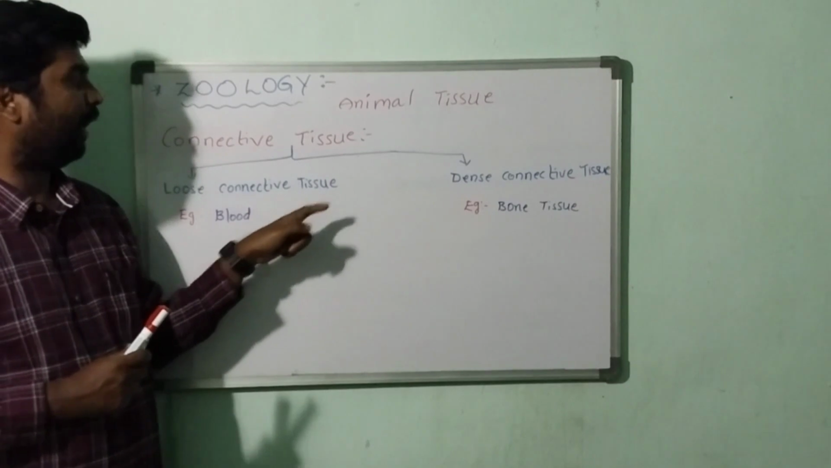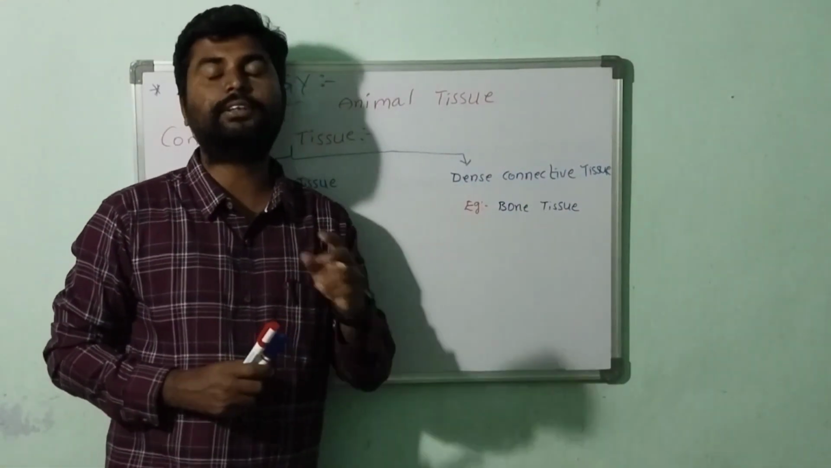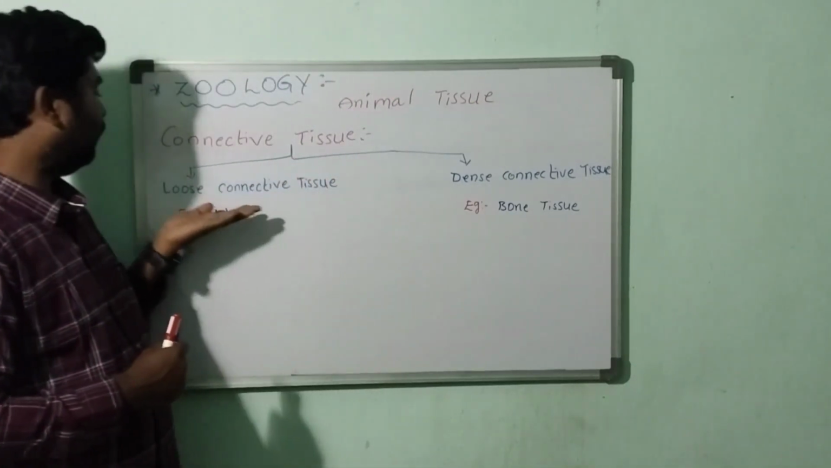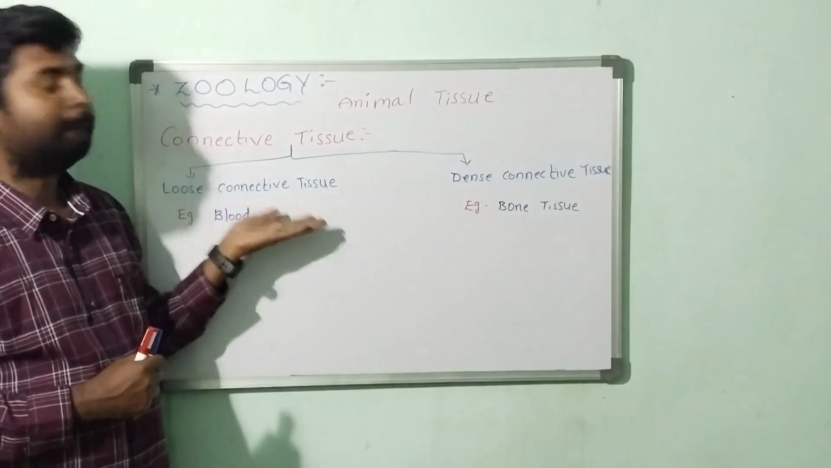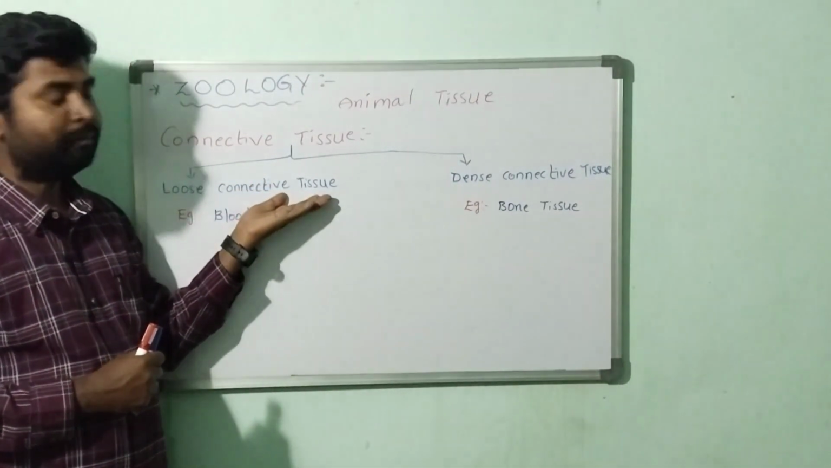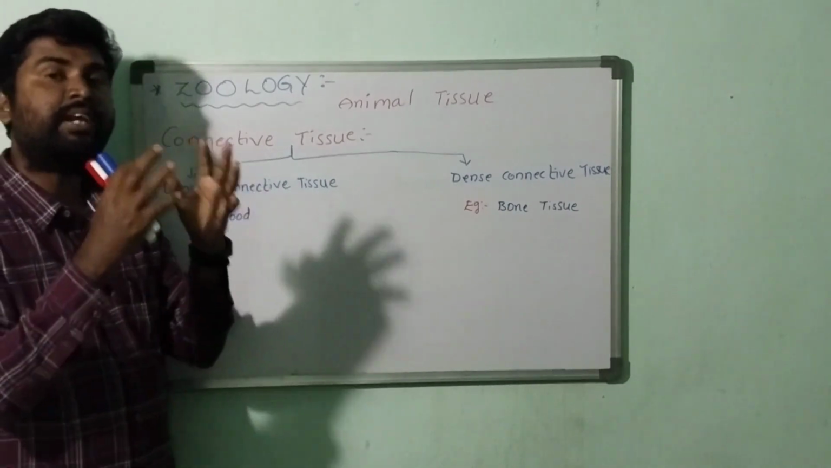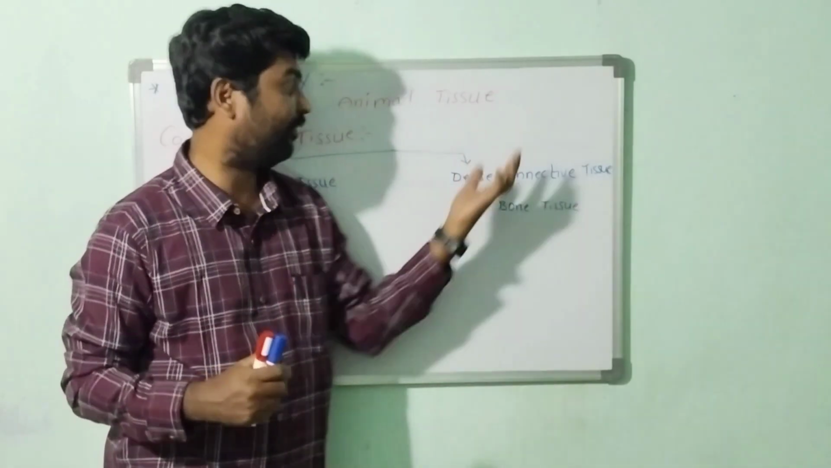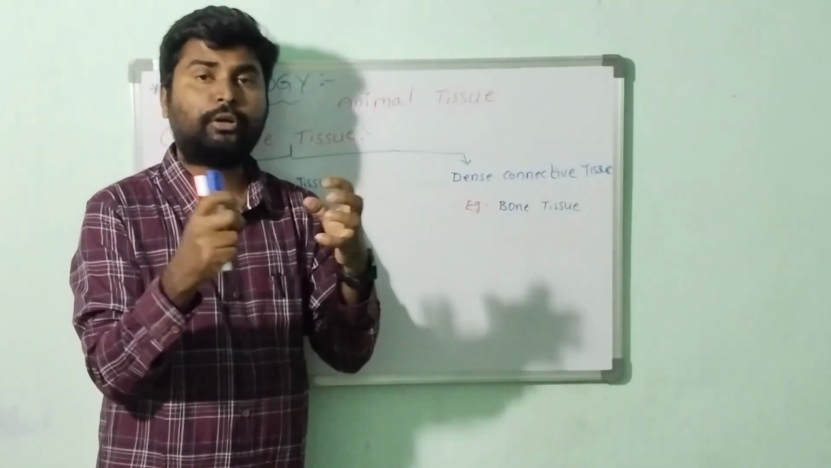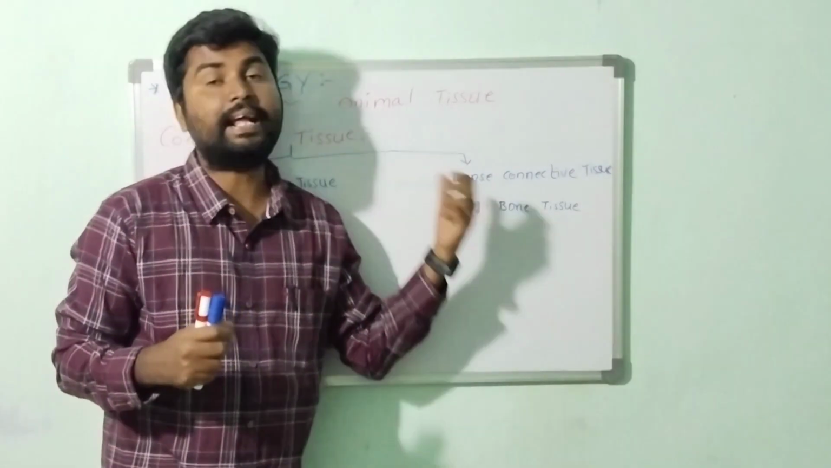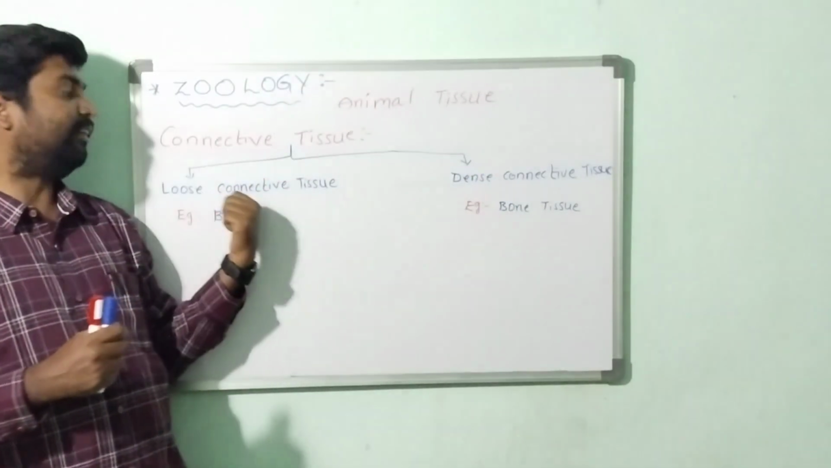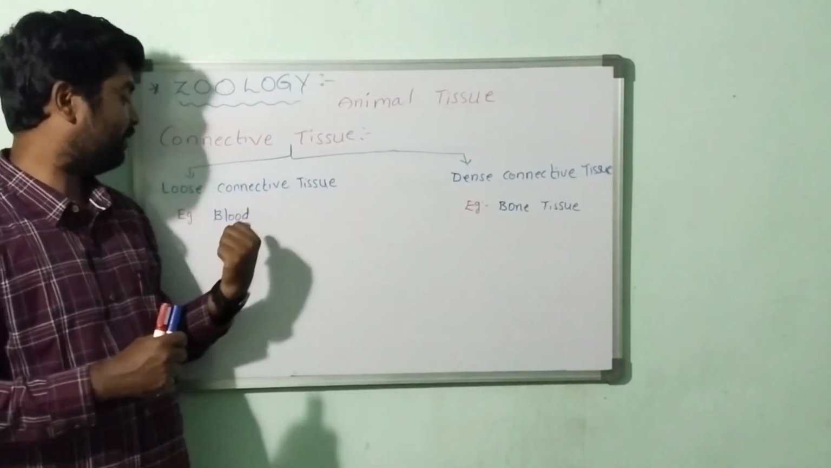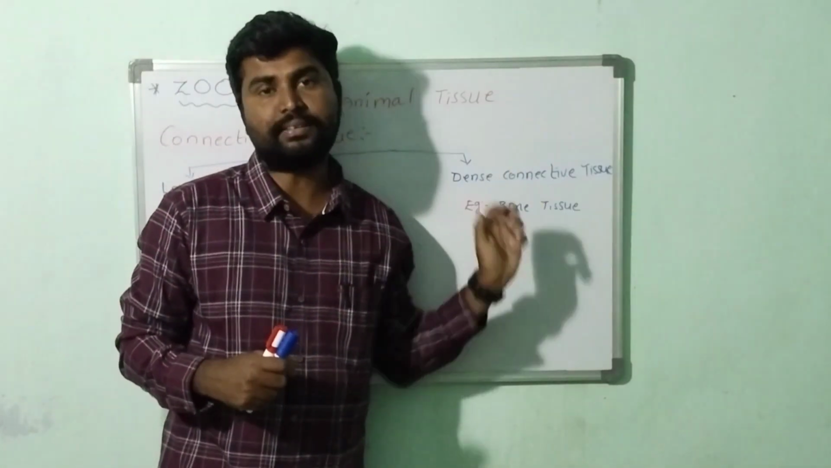Loose connective tissue and dense connective tissue. These are the two types of connective tissue present in animal bodies. In loose connective tissue, as the name says, the cells are arranged freely. In dense connective tissue, the cells are very close together, so that's why we call it dense connective tissue. An example for loose connective tissue is blood, and for dense connective tissue is bone.